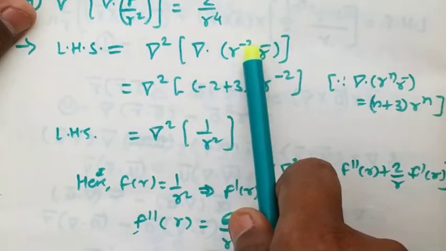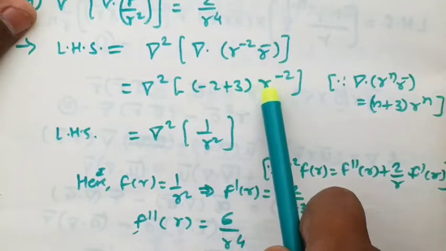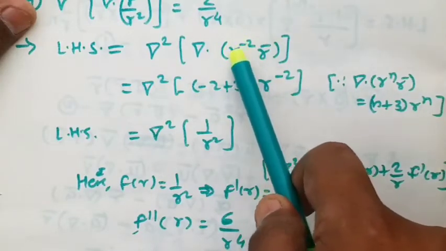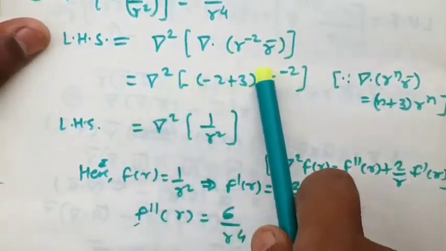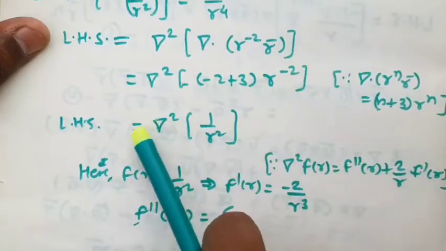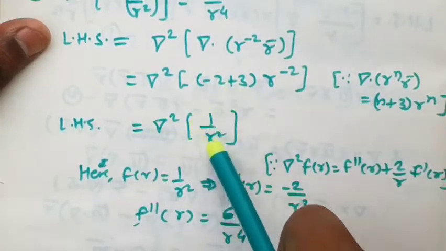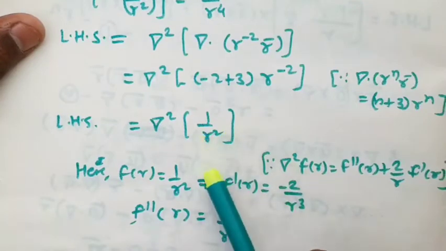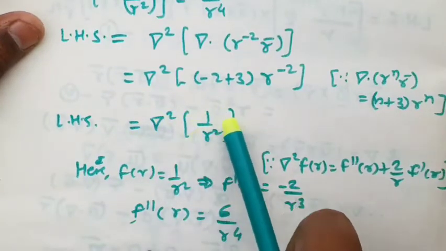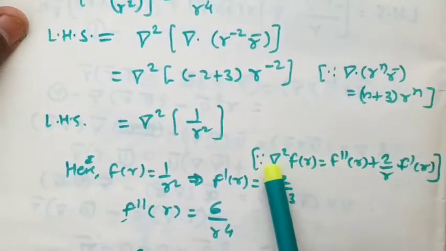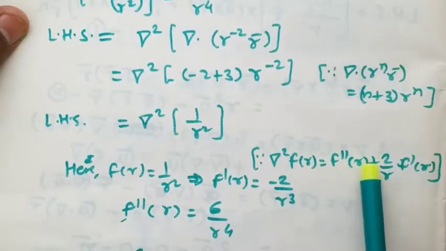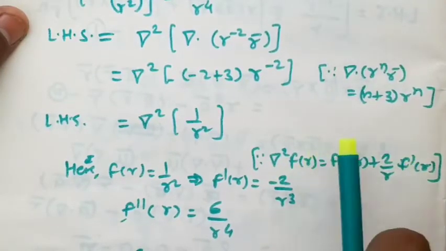N is what? Minus 2. So minus 2 plus 3 into r raised to this same quantity, r raised to minus 2. Okay, so 3 minus 2 is 1, so we'll have del square of 1 by r square. Now 1 by r square is again a function of r. Now del square of f of r can be simplified by using this rule. Del square of f of r equal to f double dash of r plus 2 by r f dash of r. This rule we have.